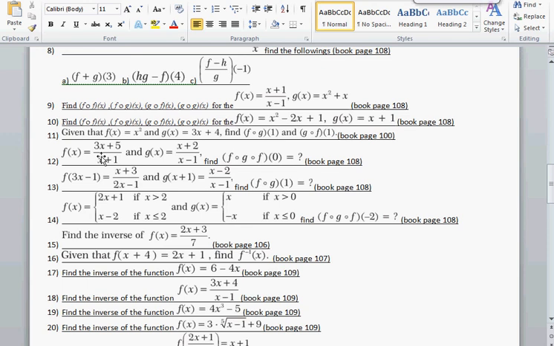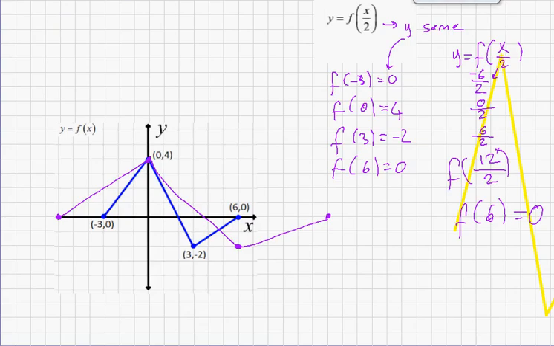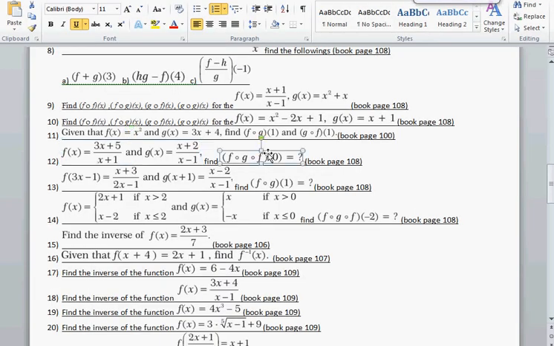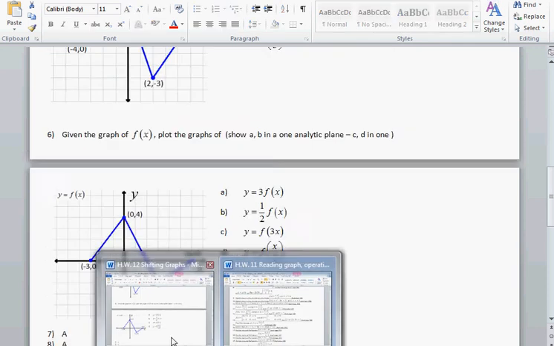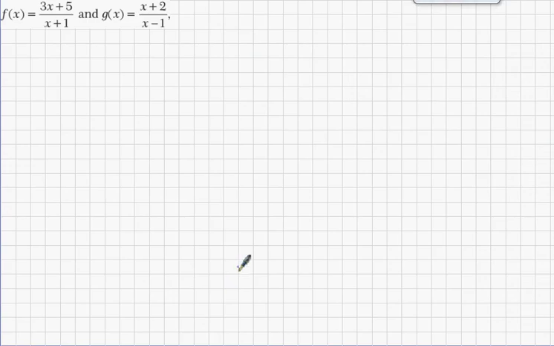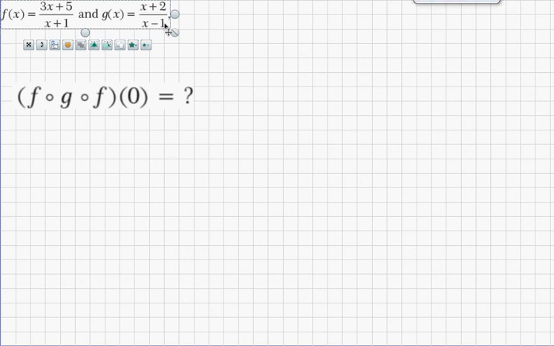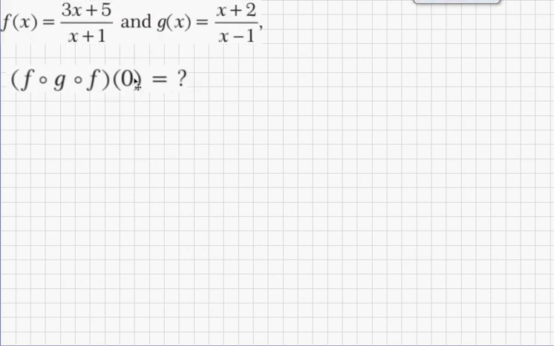Question number 12. So we have f(x), g(x). We are looking for this. A very good question, very easy question. The idea is very easy, but I hope that the solution is also very easy. Okay, guys. Now here we have the question, and here we have the rules, rules and the question.